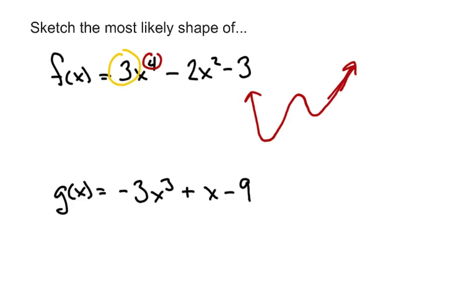For g of x, negative 3x to the third plus x minus 9, since the leading coefficient is negative 3, that means the right side of the graph is going to go down. Since the degree here is 3, that means it's going to have 2 turns. So working backwards, there's 1 turn, 2 turns. And that would be the most likely shape of a third degree polynomial.